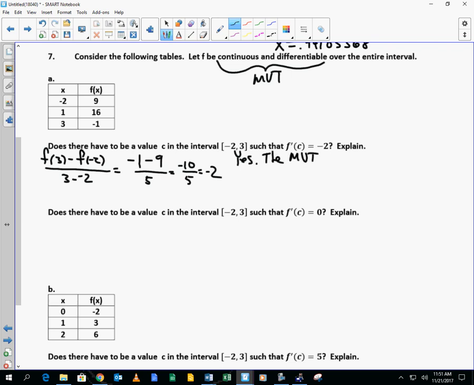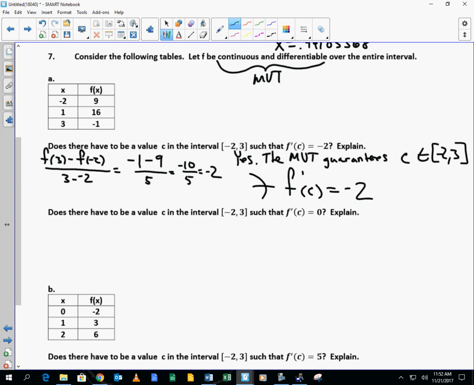The mean value theorem, MVT. We've used 3 letters before, but they weren't MVT. What did we use? IVT. The mean value theorem guarantees c in the interval -2, 3 such that f prime of c is equal to what? Yes, -2. That would get you some points on the AP Calculus exam.